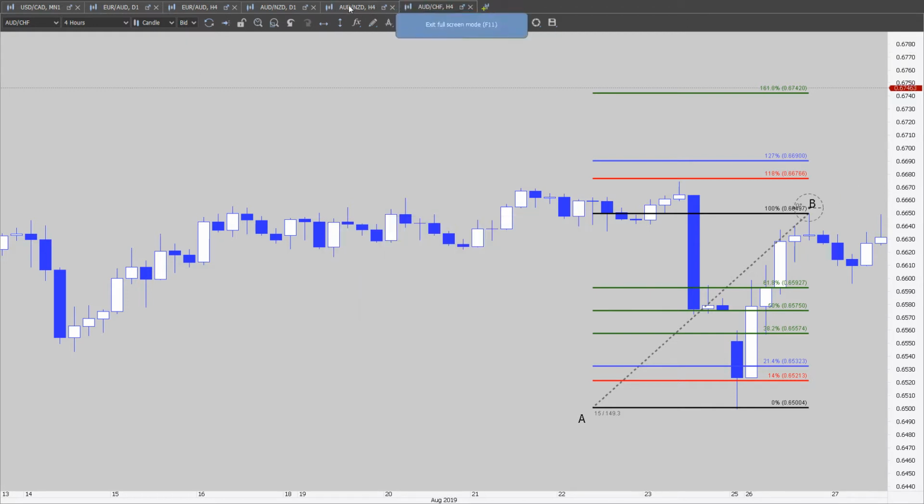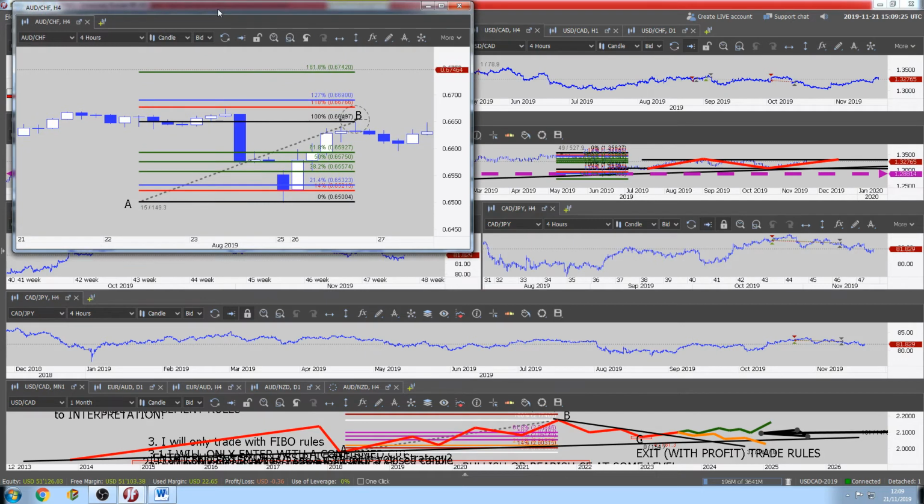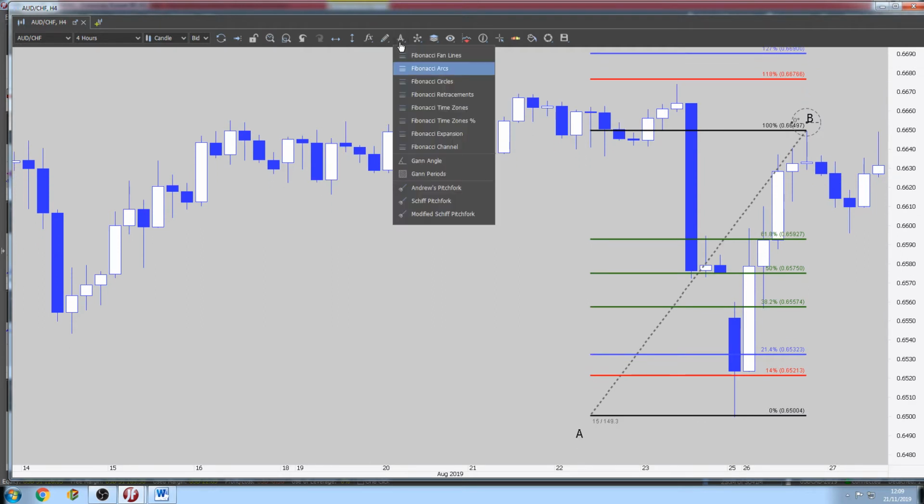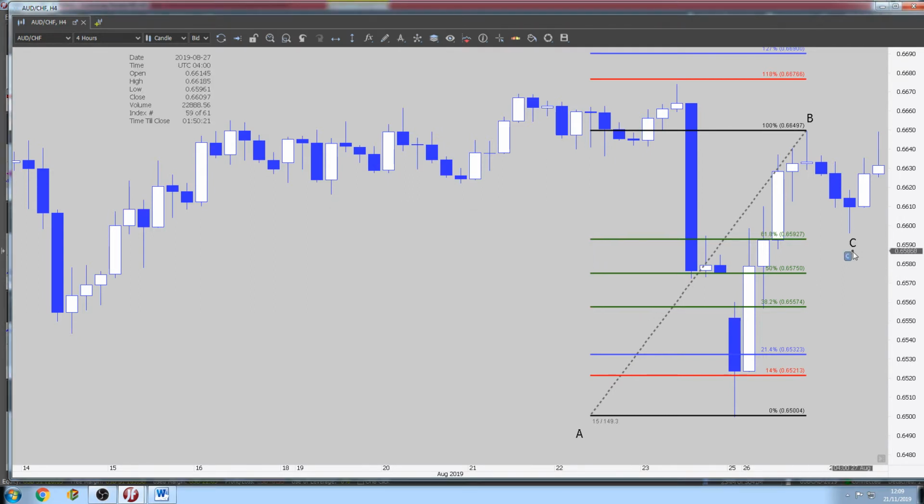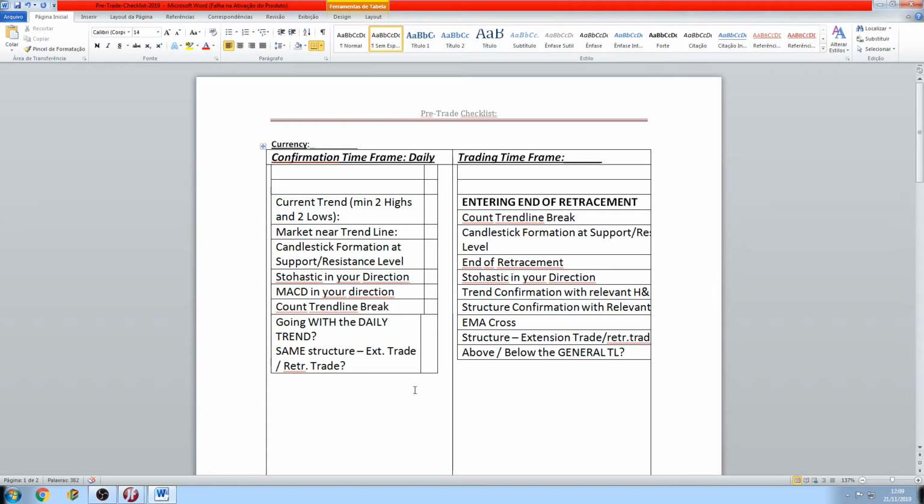There you go. Let's undock the chart and do it like this. So this is our chart right here. AB, let's also put the C on the chart. ABC, right? Okay, and we are here right now. So: trading time frame, counter trendline break, candlestick formation at support resistance level, end of retracement, stochastic, we don't have it, trend confirmation with relevant highs and lows, structure confirmation with relevant highs and lows, EMA cross, we don't have it, structure extension.